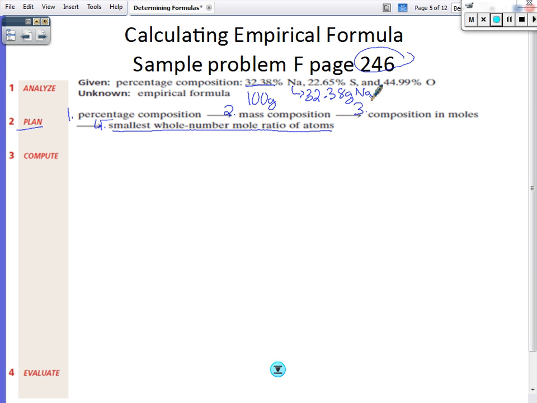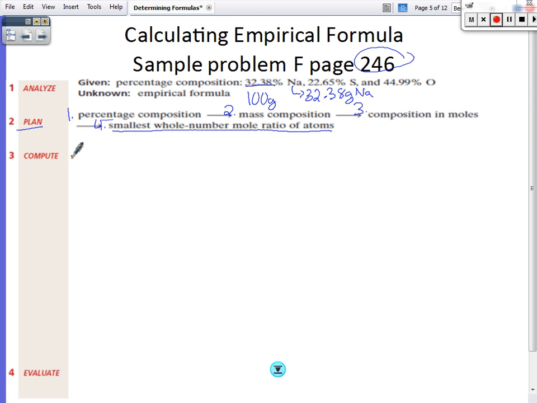So what I want to do now, percent composition to mass composition, turn each one of these percents into a mass, and then I'm going to take that mass and convert it into moles. I'm going to do that by using an old trick that we have from the periodic table.